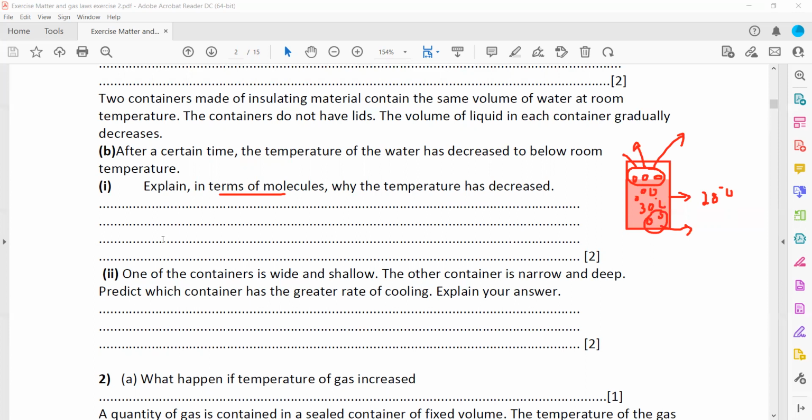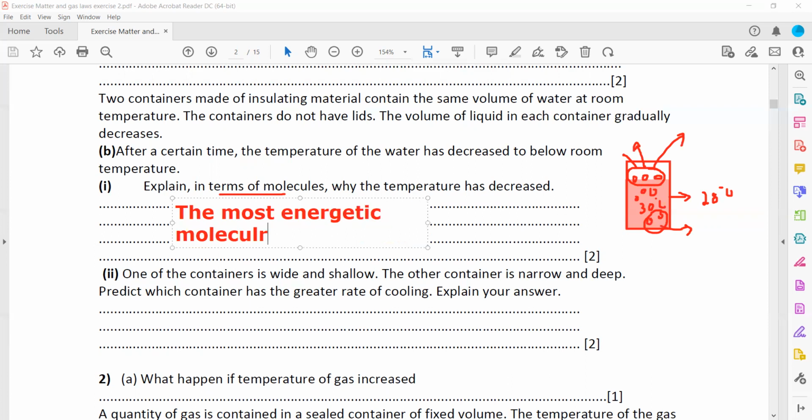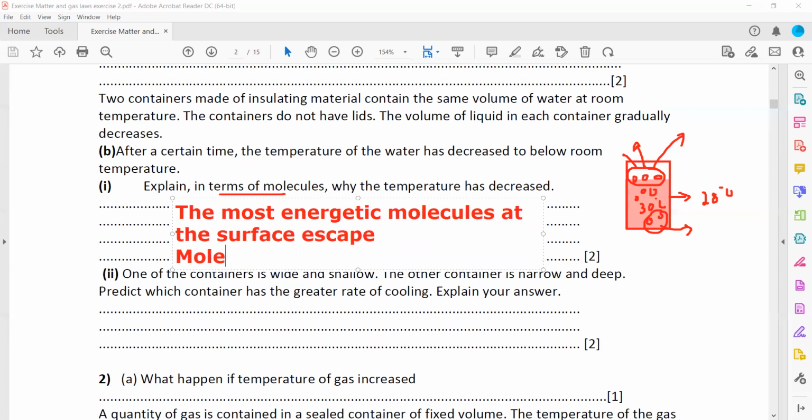So answer here, the most energetic molecules at the surface will escape, and the molecules which are left behind have low energy. That's why it is a cooling process, or it cools down the liquid.